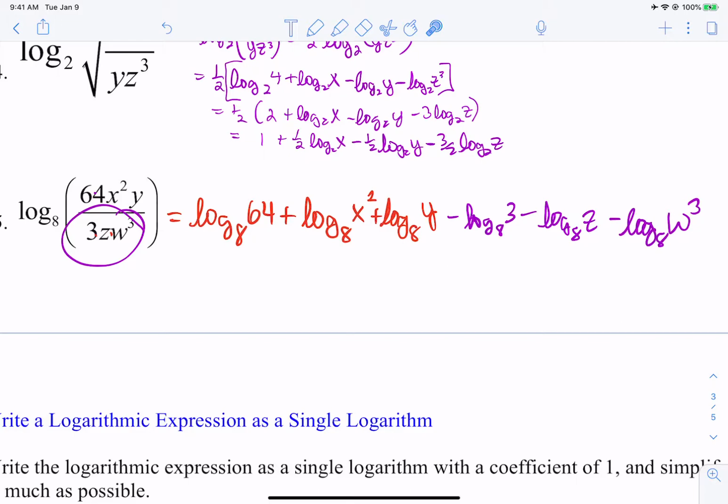Any questions about how I got to that step before I do the next step?